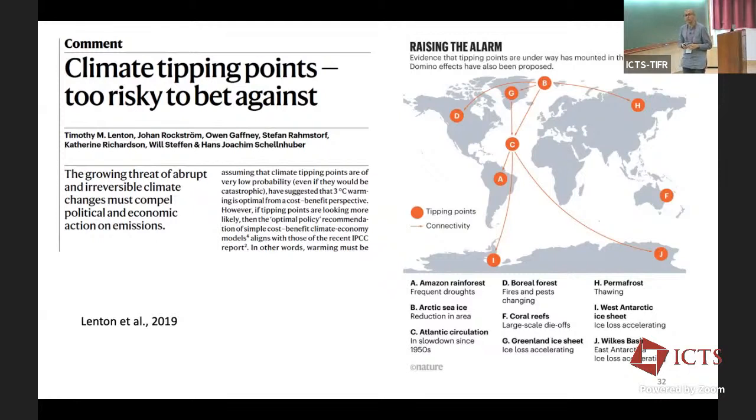So is it true that for B and F, for example, there is no hope at all? It's going into a tipping point. Arctic sea ice and coral reefs. I don't know. These are beyond my expertise, but I think these are quite vulnerable. These are perhaps among the more vulnerable systems.